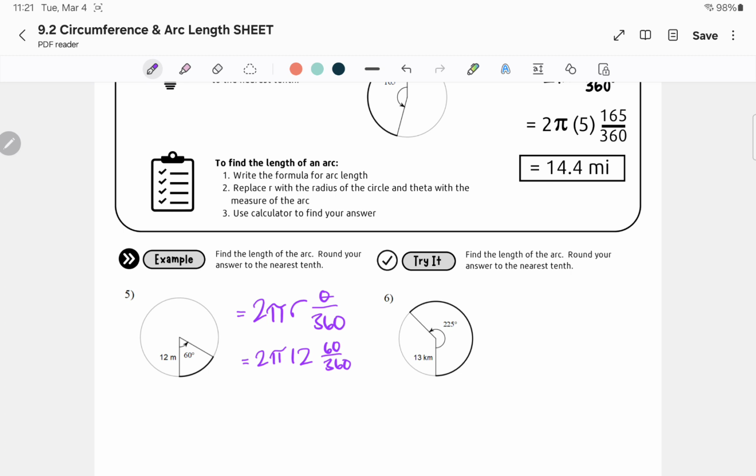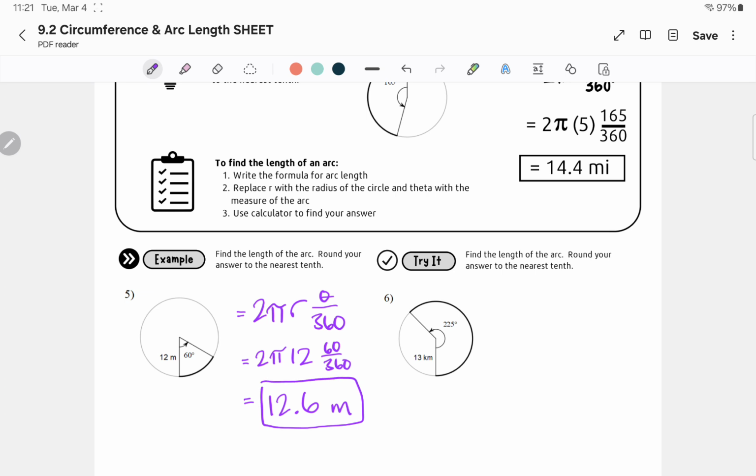So now let's put this in our calculator. Clear your calculator, put in 2 times pi times 12 times 60, divide by 360. All of that could just be in one line. Hit equals, and you should get 12.56. We're going to round this to the nearest tenth, so that would be 12.6. And we're going to use that same unit, which is meters.